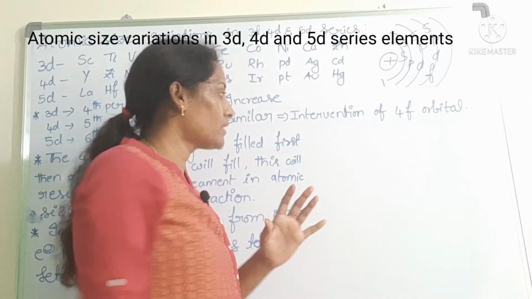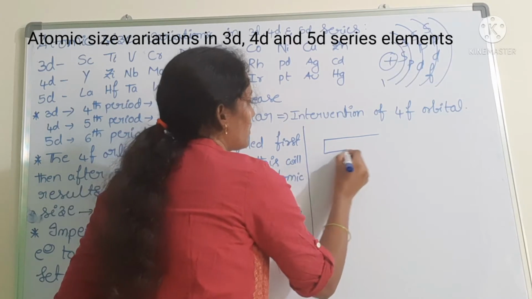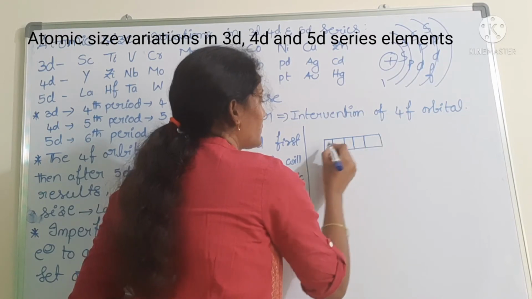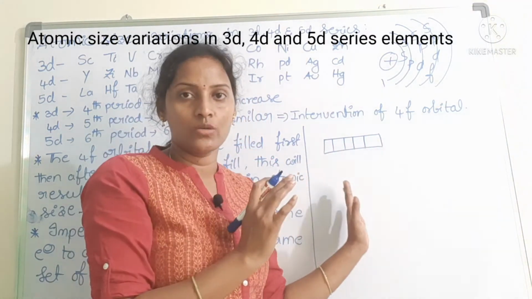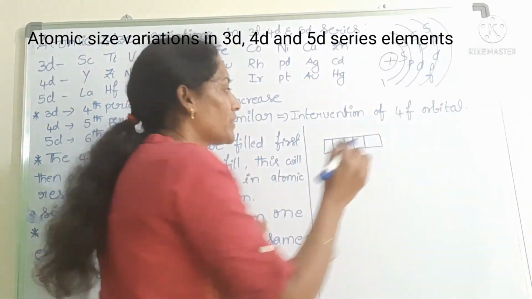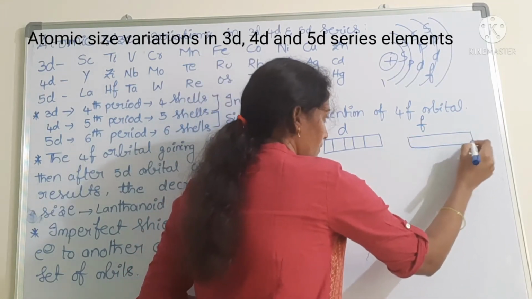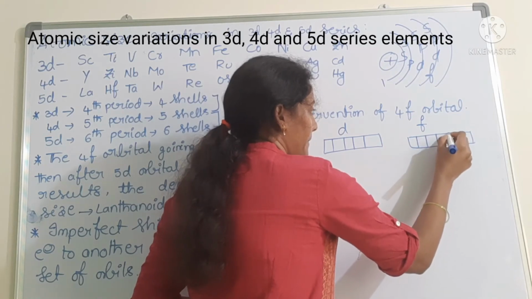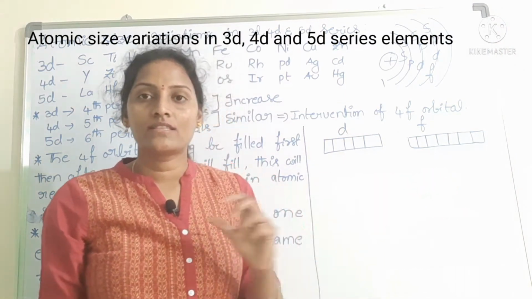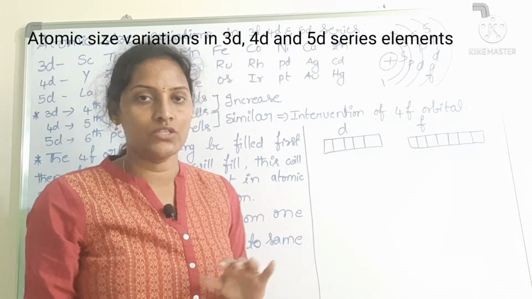For example, you can take the d orbital. This is the d subshell. See, 5 degenerate orbitals are there. All these orbitals will possess equal energy. You can take the f subshell. The f subshell will possess 7 degenerate orbitals. All these 7 will possess equal energy.